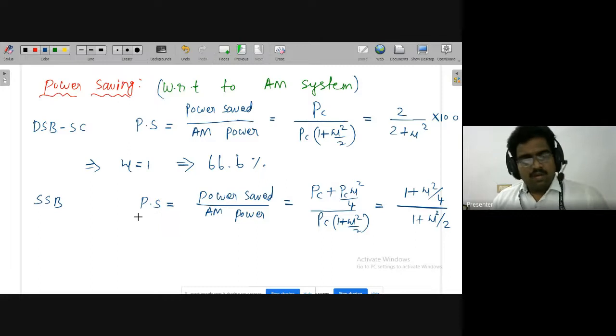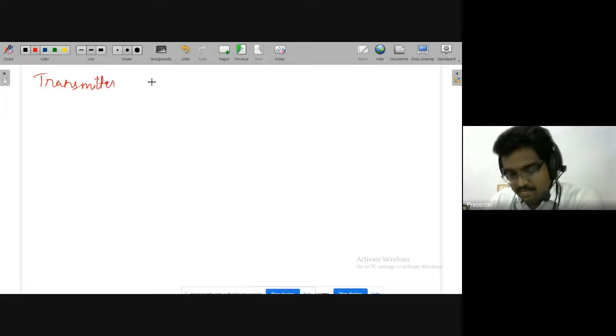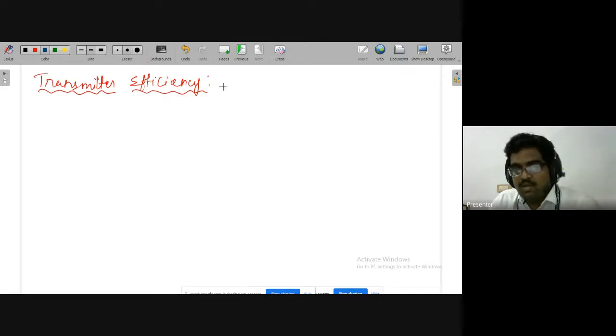Next, we'll write the formula for transmitter efficiency. This efficiency is with respect to its own technique. Whenever we see the efficiency, we compare our performance with ourselves. Transmitter efficiency means with respect to the own technique.